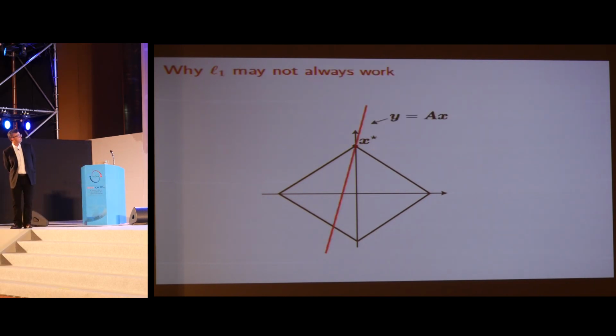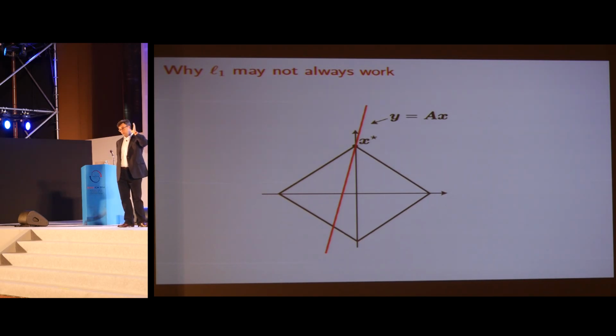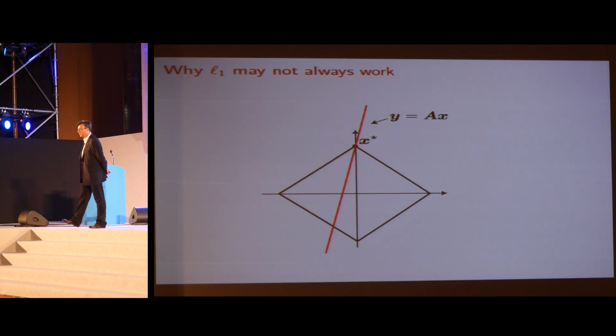Of course, I could be in an unfriendly situation where the equation is of this form, in which case the solution will not be exact. It will also be sparse, but not exact. And so, of course, the reason you oversample a bit and you have incoherence is to avoid situations like this.